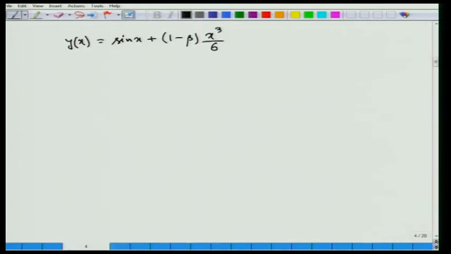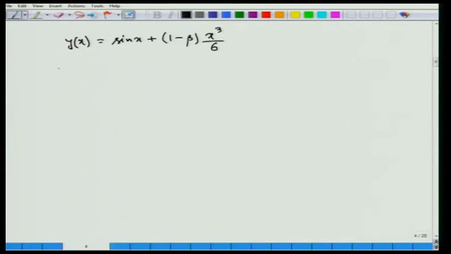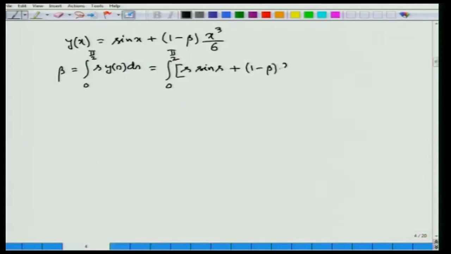Now, if you compare this expression with the earlier notation that we have used, then sin x plus (1 minus beta) x cube by 6 is actually our capital G of x comma beta. So, y(x) equal to this one. Now, we recall the definition, that is beta equal to integral 0 to pi by 2 s y(s) ds. So, this is equal to integral 0 to pi by 2 s [sin s plus (1 minus beta) s to the power 4 divided by 6] ds, this one.